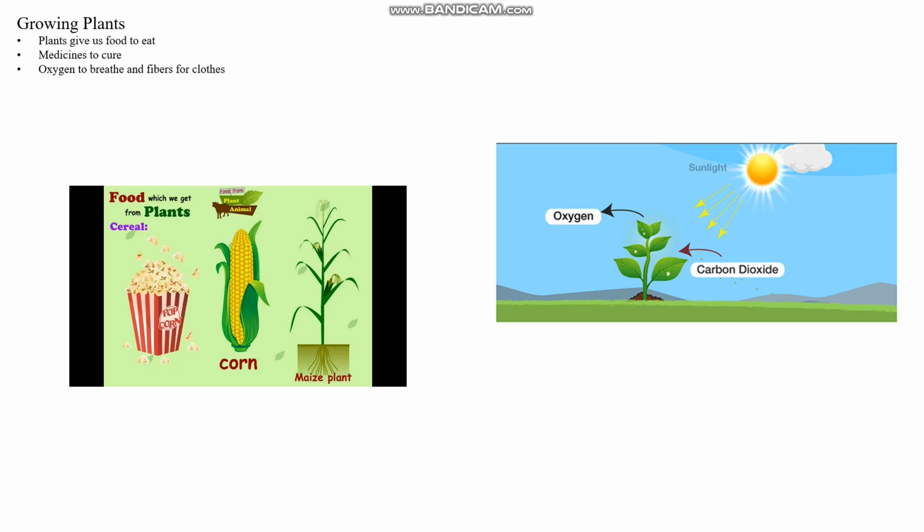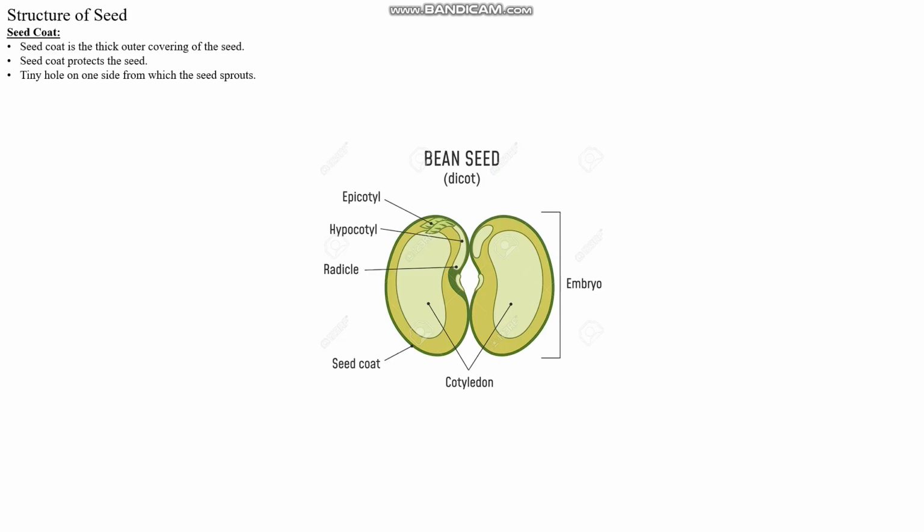At first we will learn how we can grow a plant from seeds. So before that we need to learn the structure of the seed. To make you understand in a better way, I have taken the example of a bean seed. Here the first part is the seed coat. Seed coat is the outer covering of the seed. It protects the seed inside it and it has a tiny hole on one side through which the seed sprouts come out.